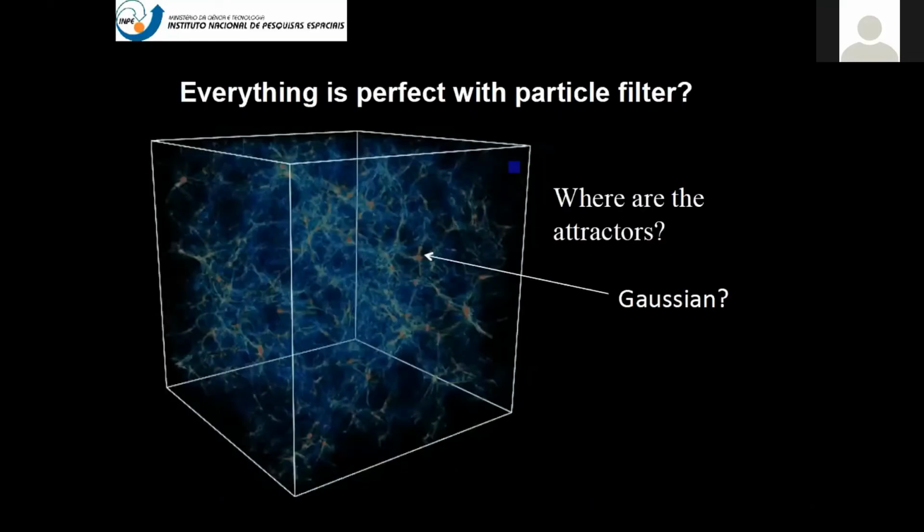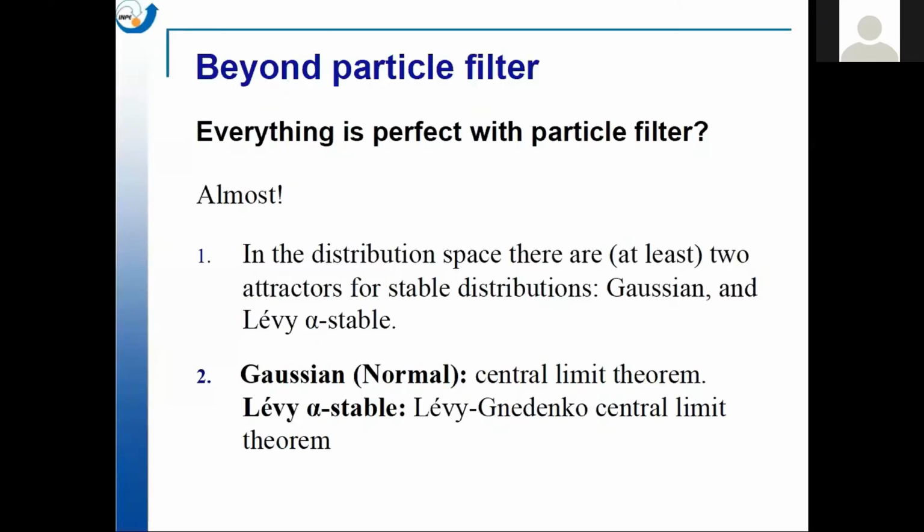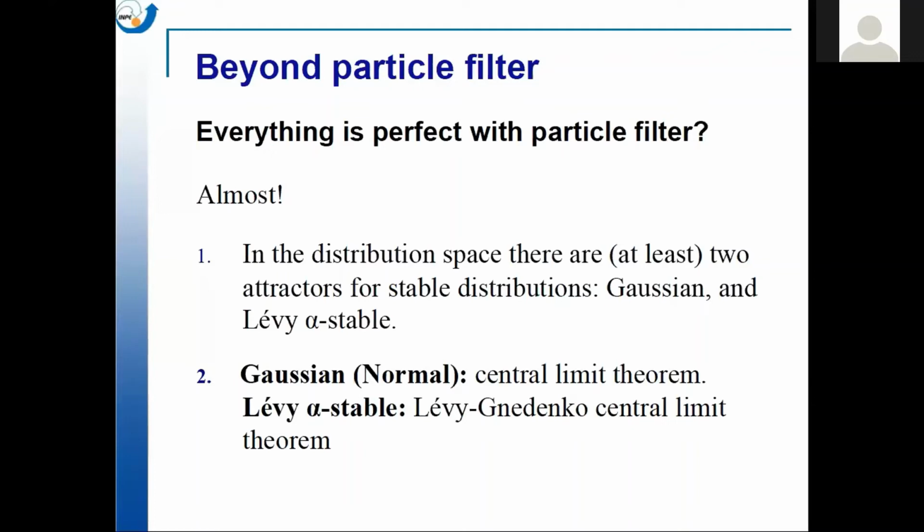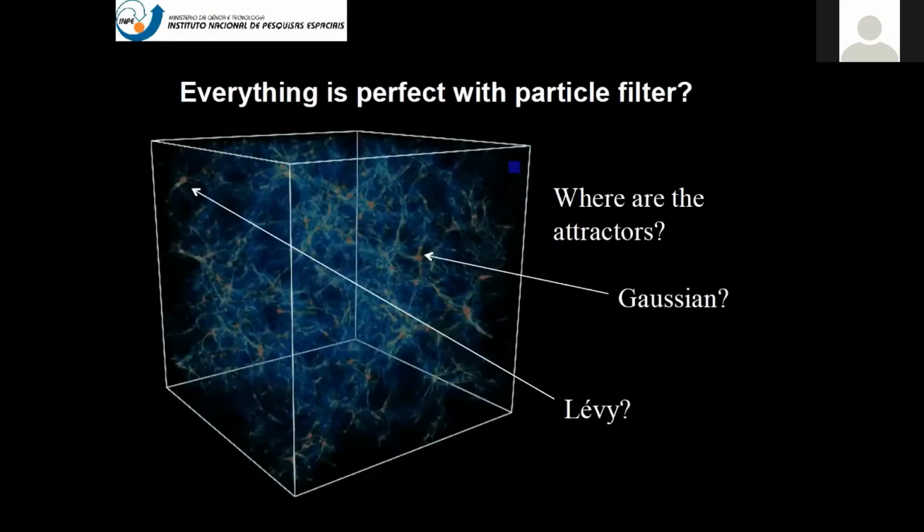And so imagine that in this box here, we are collecting all possible distributions. One attractor here, according to the central limit theorem, is the Gaussian distribution. But according to the Lévy-Gnedenko central limit theorem, there is another attractor here: the Lévy distribution. And so my question is, how can I identify if we are dealing with a stochastic process associated with the Gaussian, that means the standard central limit theorem, or with the Lévy-Gnedenko central limit theorem? How can I decide this?